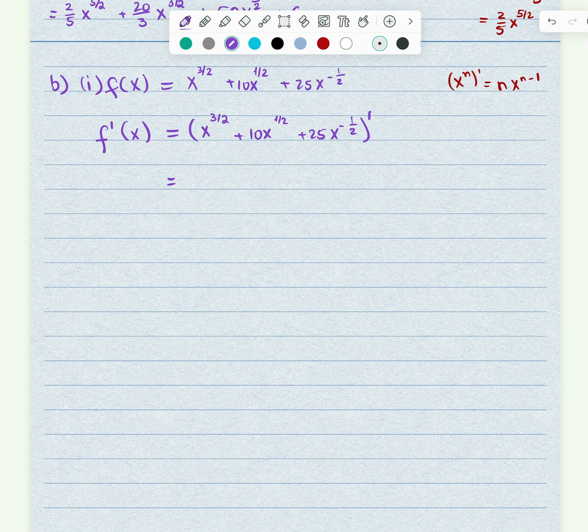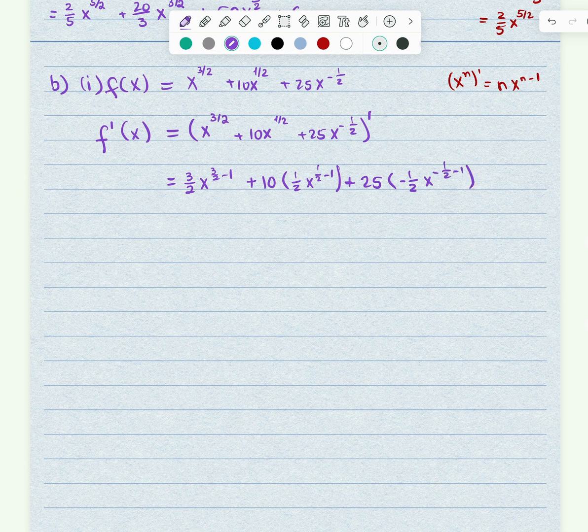For the x to the power of 3/2, I could do the derivatives separately, or just do it directly. I'm going to start with the first one: x to the power of 3/2 will be power times x to the power of 3/2 minus 1. Same with the other one. There's a 10 over there, be careful with that. Power times x to the power of power minus 1. This is the second one, plus 25 times a power multiplied by x to the power of power minus 1.